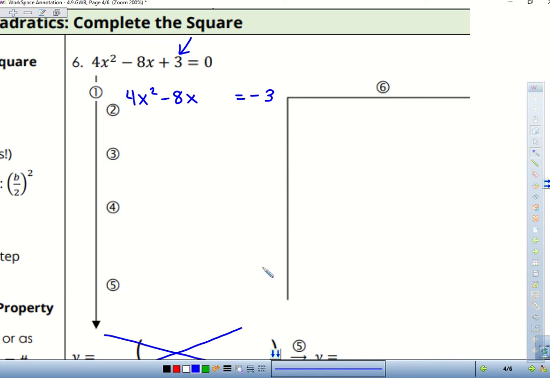Now when you move it over, you basically leave a space and you have to fill that void with something else, kind of like we did on the last few problems on the last page. Before we fill that void, we need to then make sure our a value is 1. Is this number 1 or is there no coefficient? No. So what we have to do here is we have to factor out that 4 on this side.